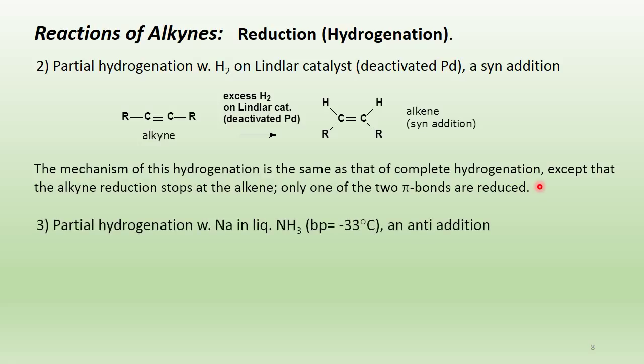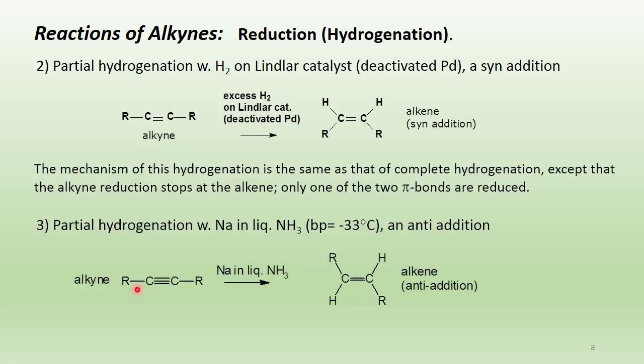A third type of hydrogenation of alkynes is another partial hydrogenation, this time using sodium metal in liquid ammonia. Ammonia boils at -33 degrees C, so you can see liquid ammonia would be very cold. Leads to an anti-addition rather than a syn addition product. So an alkyne with sodium and liquid ammonia is a partial hydrogenation with an anti-addition product.